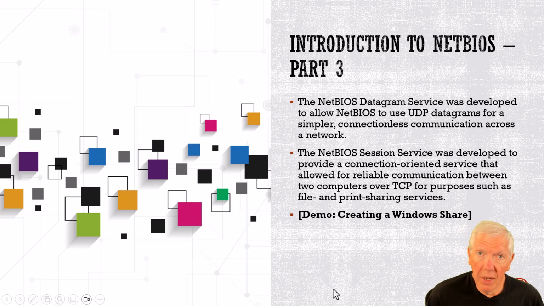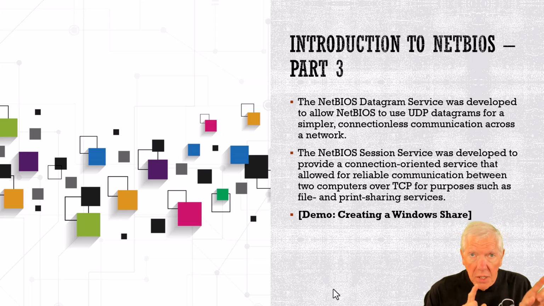Now the NetBIOS datagram service. When you hear the word datagram, we have two major TCP/IP protocols that allow for connection from one computer to another. One is called the Transmission Control Protocol, and that is secure, it's like calling your mom on the phone. So only your mom and you and the NSA are on the line. It's a joke, guys. But TCP is secure. It is a connected protocol.